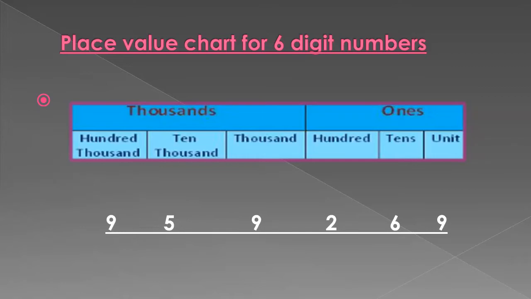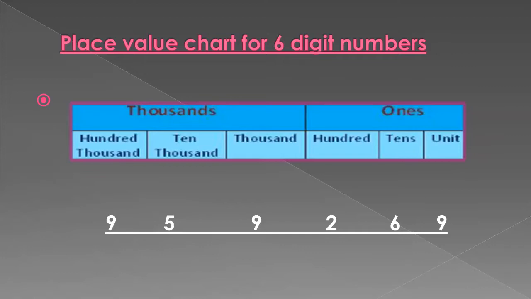By the end of this module, you will be able to explain the place value chart for a 6-digit number, and you will be able to explain how to group numbers according to the period. Let us learn how to represent the place value chart for a 6-digit number. So let us learn the periods of a 6-digit number in a place value chart.